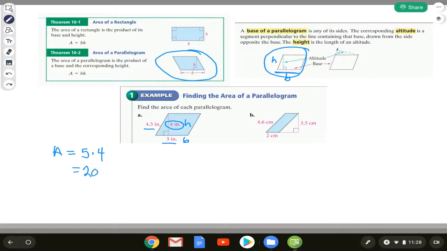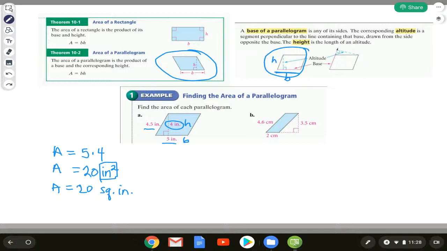Now when we're doing area, we need to include our units. So I had inches times inches, which will give me square inches. I can either write that with inches with a little squared in the exponent, or I could say the area is 20 sq in. That abbreviates square inches. Either way is fine, but make sure you include your units when you're doing these problems.